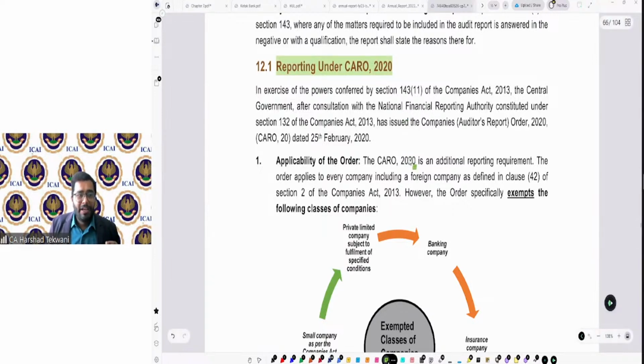Now, section 143(11) of the Companies Act gives the powers to the central government, in consultation with NFRA, to impose any additional reporting requirements. So the central government may, in consultation with NFRA, by general order or special order, direct such class of companies as may be specified that the auditor of those companies shall include a statement therein. And that is where CARO 2020 is notified, as per section 143(11) of the Companies Act.